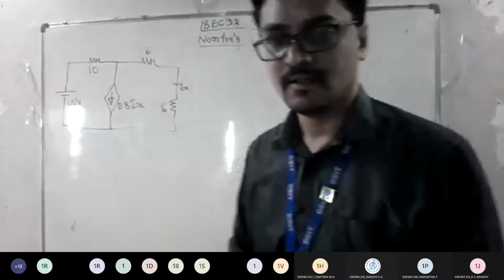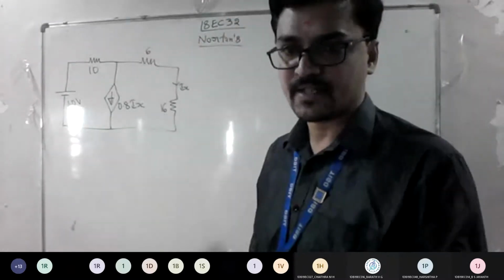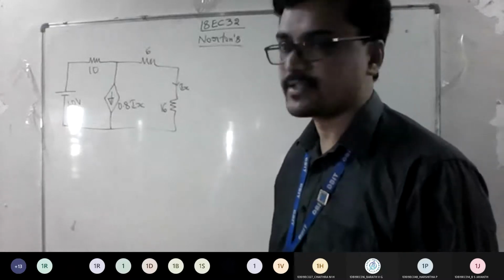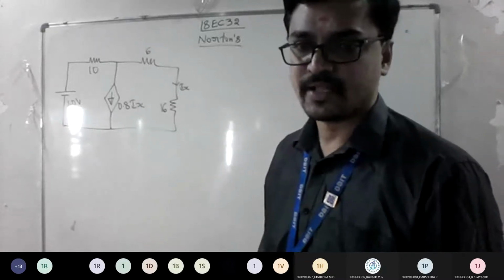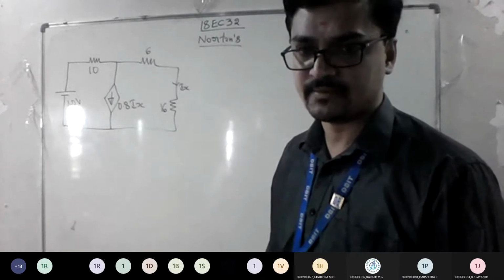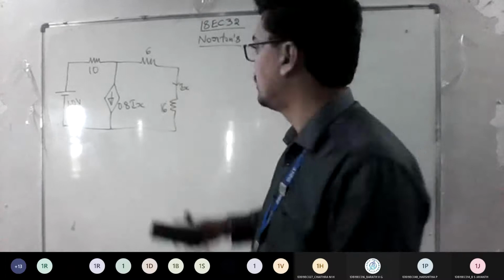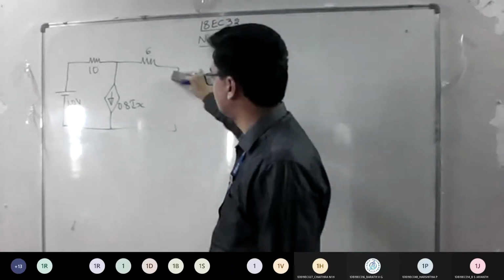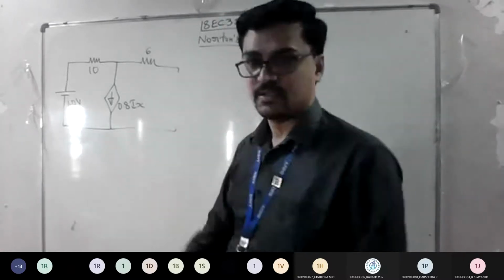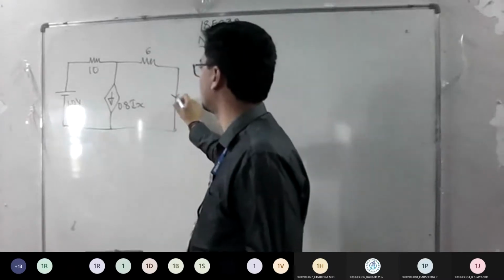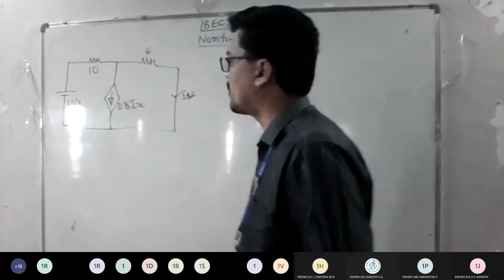To find the Norton's equivalent circuit, we need to find the short circuit current. So where is the load now? Load is across 16 ohm, right? They have given it clearly. You have to find the current across 16 ohm, so this will be your load now. So what am I going to do? Remove that resistor and find your short circuit current. So this is what I want now.